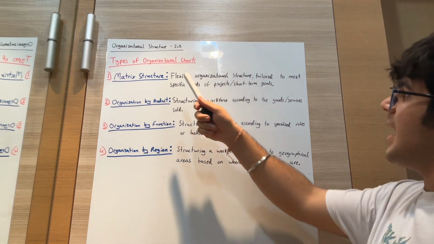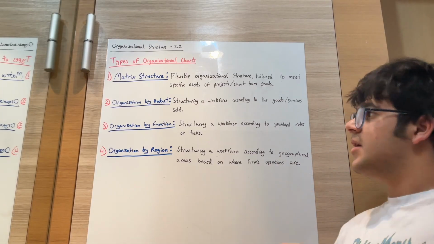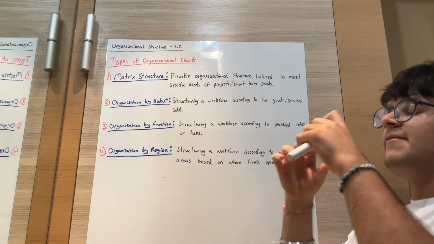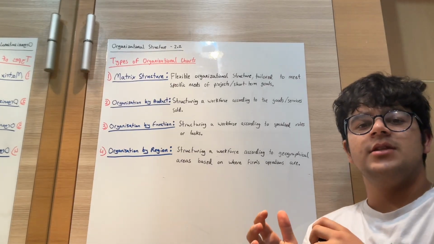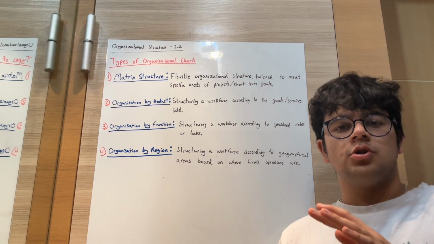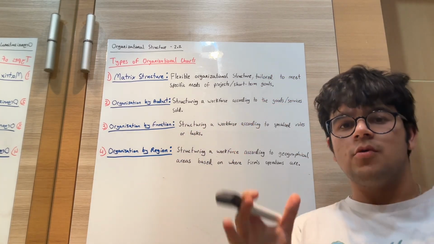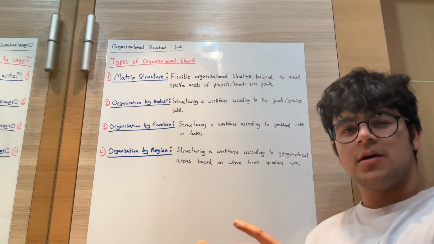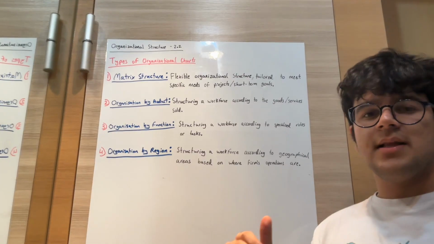So, first we have this thing called a matrix structure, which we will cover in more detail later. But for now, the matrix structure organizational chart is a flexible organizational structure that's tailored to meet the specific needs of a project or short-term goal. So it's nothing permanent, it's nothing long-term. It's something you make where everyone cooperates with each other, and it's tailored for the specific needs of a specific project, plan, or anything like that. We'll get into it later.